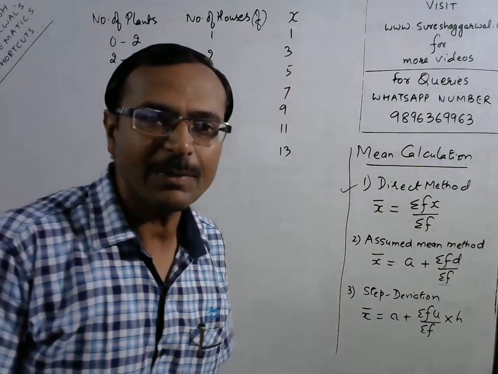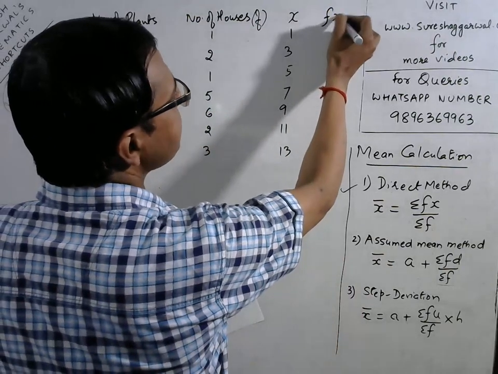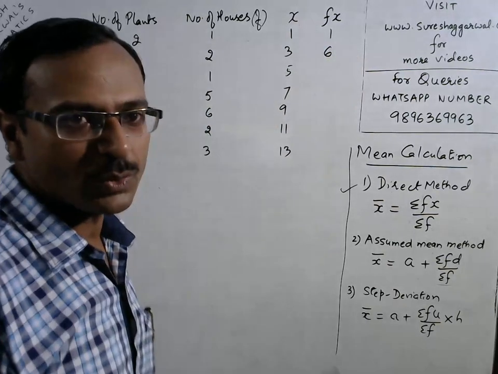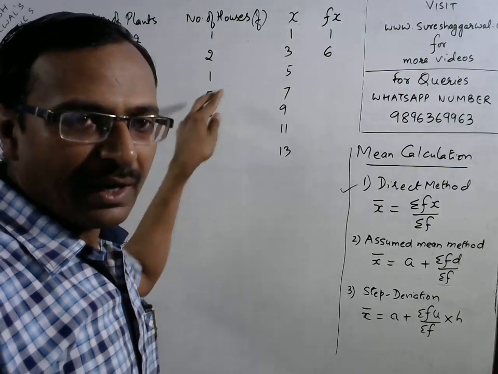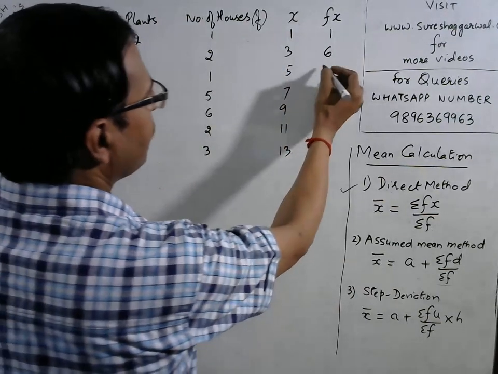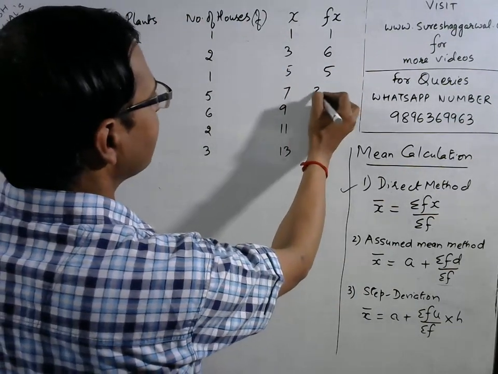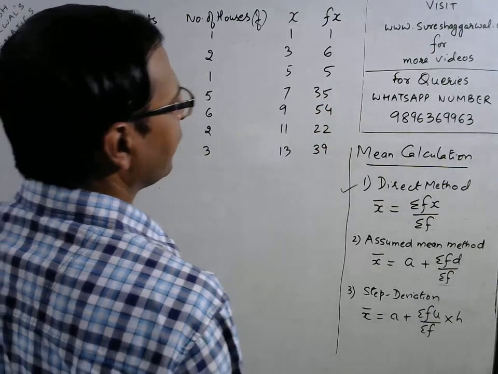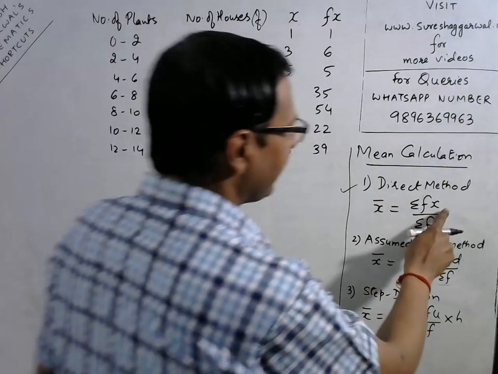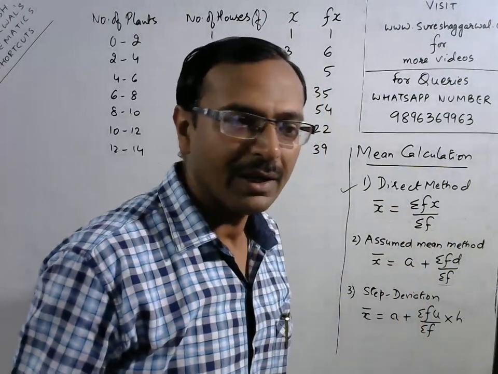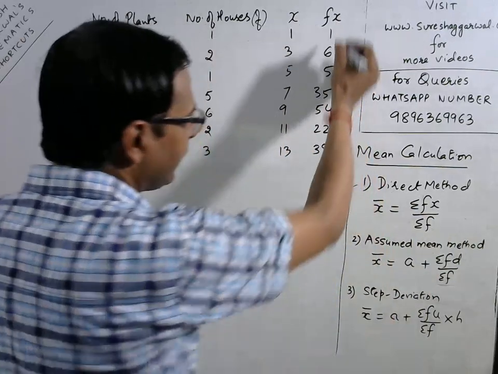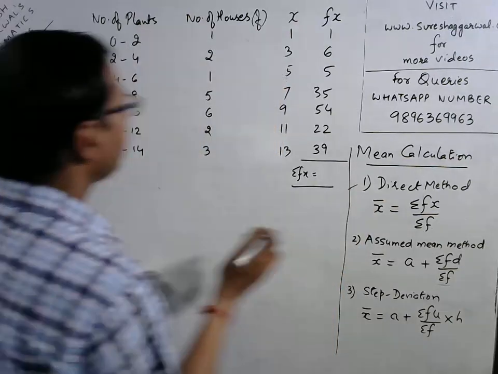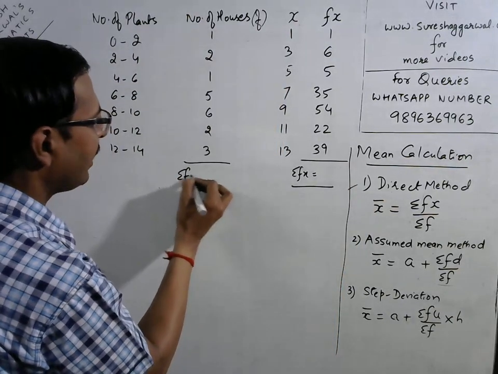I have taken the mid values and just multiply the last two columns f and x. So 1 into 1 gives you 1, 2 into 3 gives you 6. Likewise, you can multiply all the corresponding f and x values. So 1 into 5 will give you 5, 5 into 7, 35, 54, 22, and 39. Now, sigma fx. Sigma means sum of. So you can add the numbers in the fx column. This will give you sigma fx. And add the numbers in the f column. This will give you sigma f.